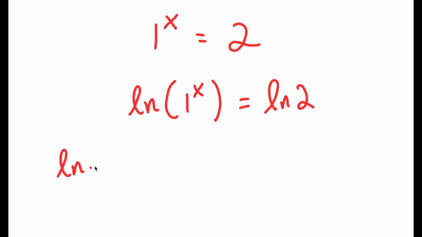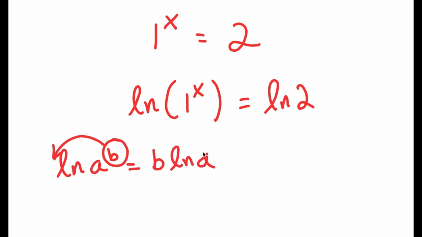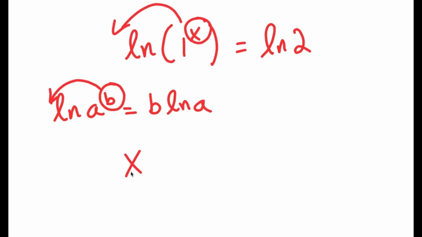if I have something in the form ln a to the power of b, I can move this exponent b to the front, so this turns into b times ln a. So in this case, I have ln 1 to the power of x, and I can move x to the front. So I get x times ln 1 is equal to ln 2.